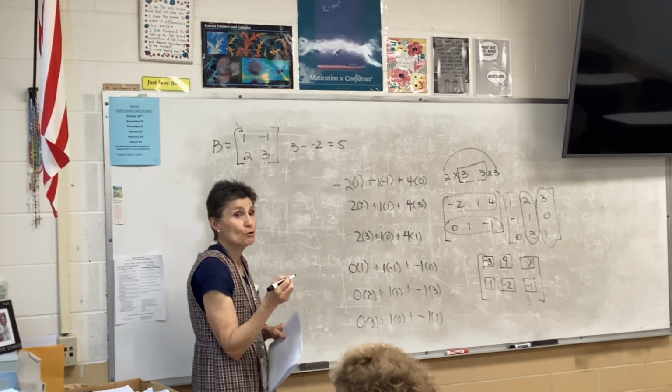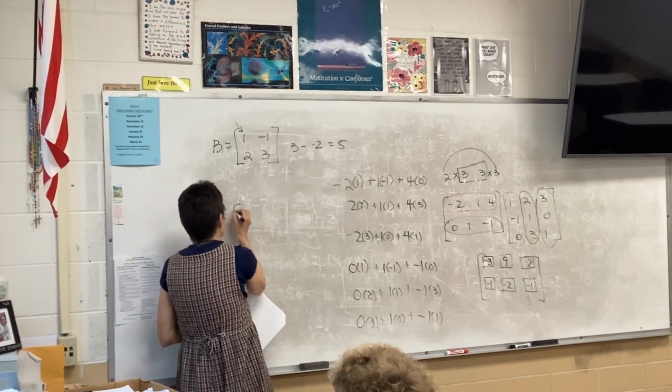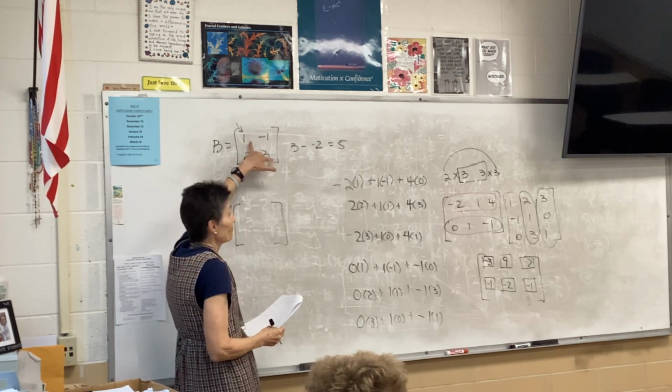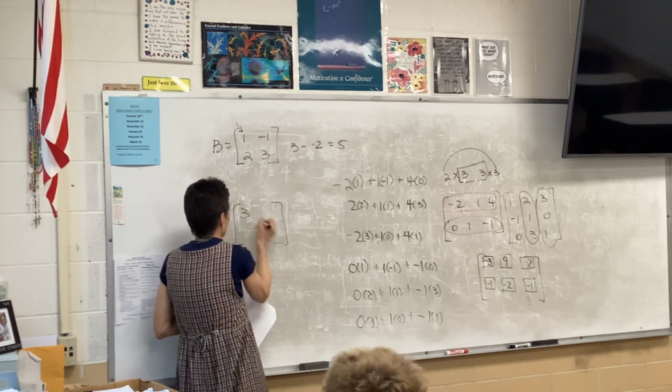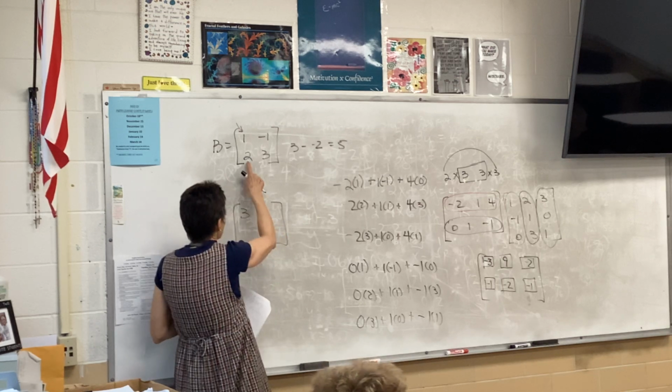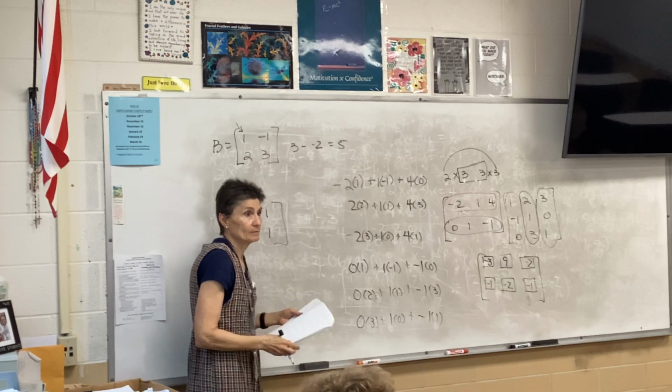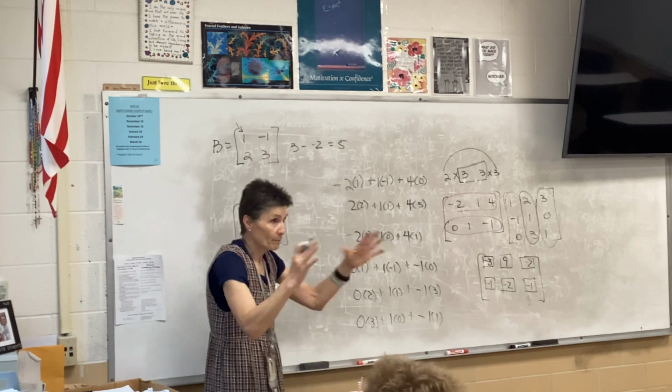Then I build a new matrix. And how do I build that new matrix? Flip them and flip signs. So put 3 and 1. And then that becomes a negative and that becomes a positive. And then I put it all together.